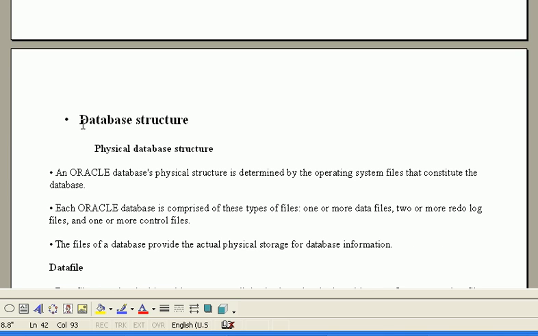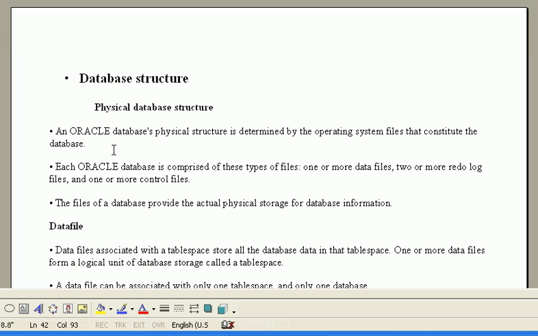Next is the database structure. The first is the physical database structure. An Oracle database physical structure is determined by the operating system files that constitute the database. Each Oracle database is comprised of these types of files: one or more data files, two or more redo log files, and one or more control files. The files of a database provide the actual physical storage for database information.